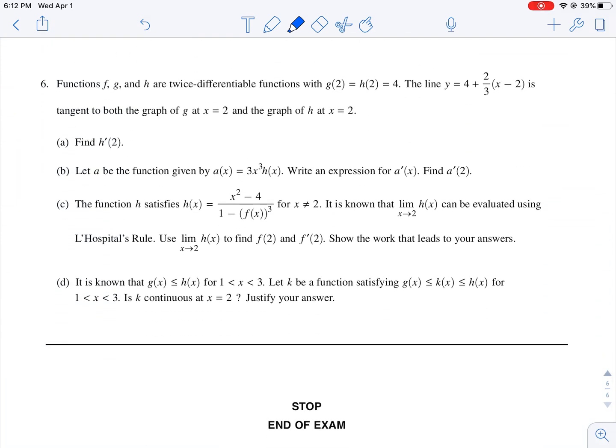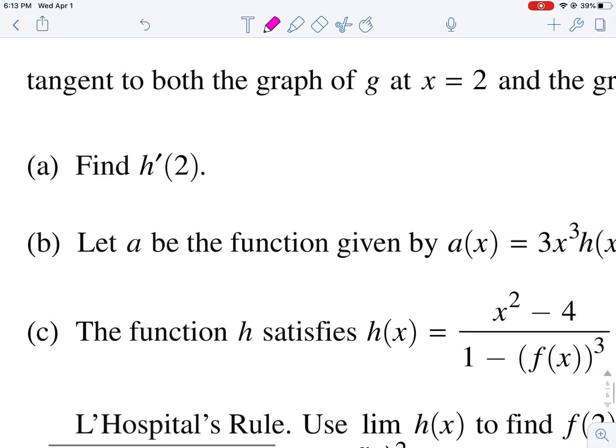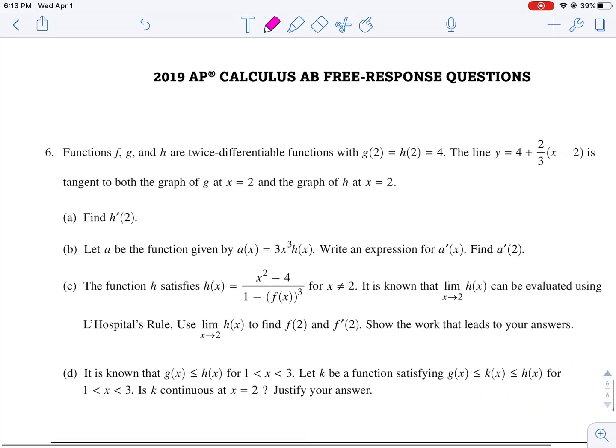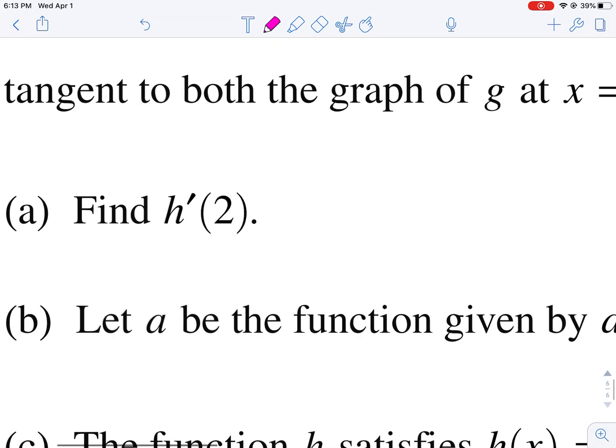Alrighty, and finally, number 6. They tell us that there's a line tangent to both g and h at x equals 2. And so g and h have a slope at 2 that is the same as the slope of this line. So when they ask what's h prime of 2, that's just the slope of h at 2, which has to be equal to the slope of the tangent line, so that is simply 2/3.